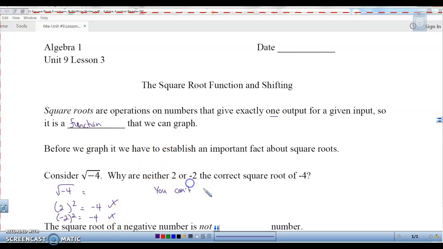Okay, so you can't square a number and get a negative, because a negative times a negative is a positive, and a positive times a positive is positive. So you can't square a number and get a negative.